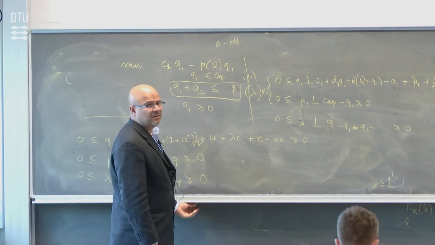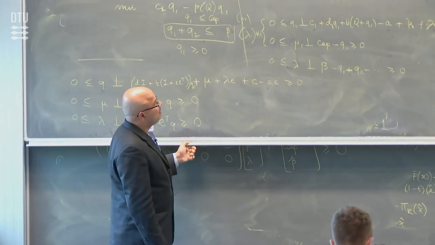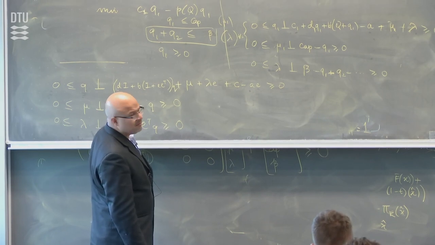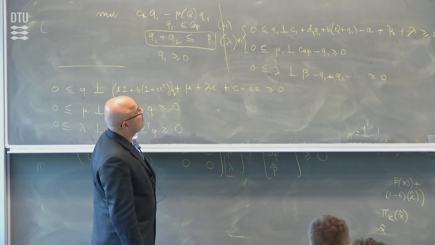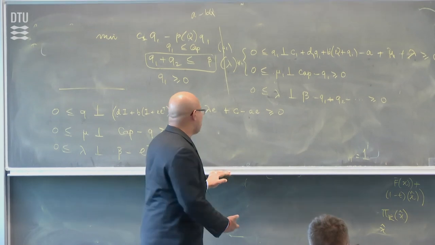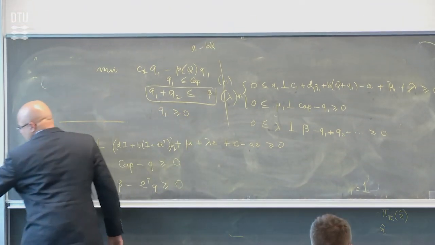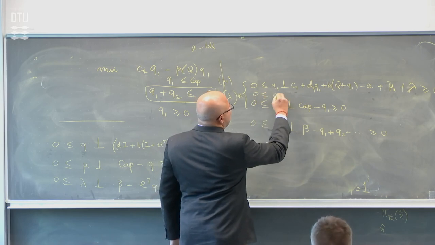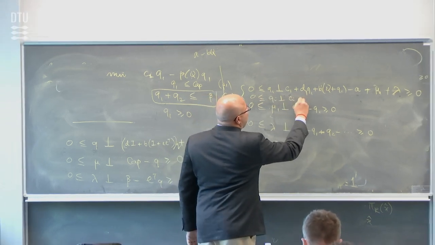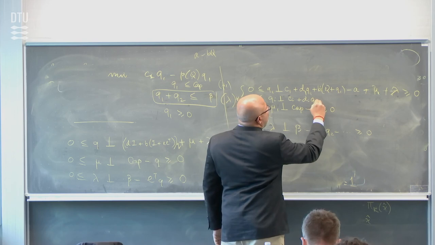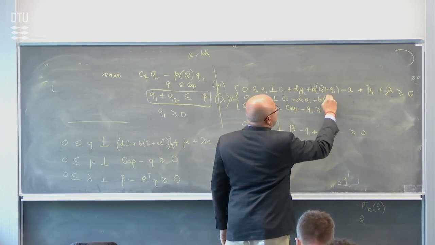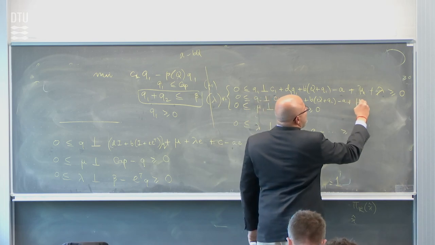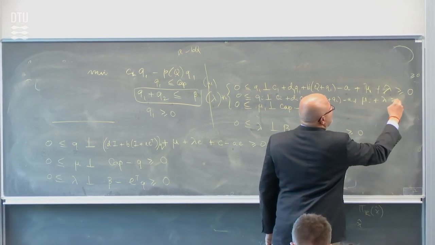Yes. Sorry, you write for all i? Yeah, so I didn't write for all i, but the other i's follow similarly. So more generally, what you'll have is Qi is Ci plus Di Qi plus B times Q plus Qi minus A plus mu i plus lambda.